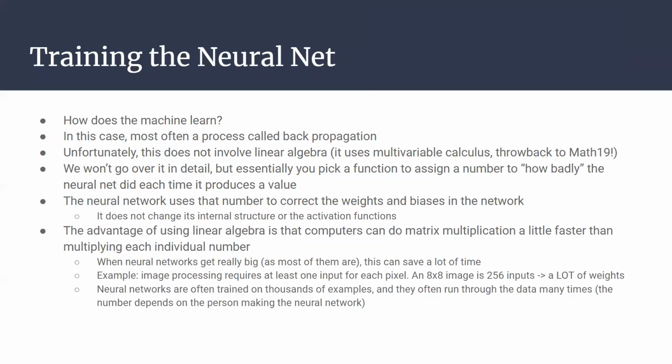And the reason why linear algebra is such a significant part of the neural net is that it turns out that computers are optimized to do linear algebra computations a little bit faster than doing each of the individual multiplications and additions. So when training on really large data sets or just really large data, this can save a lot of time.